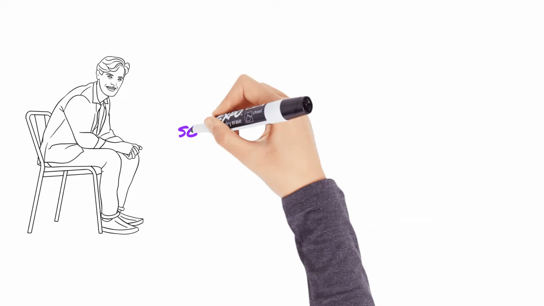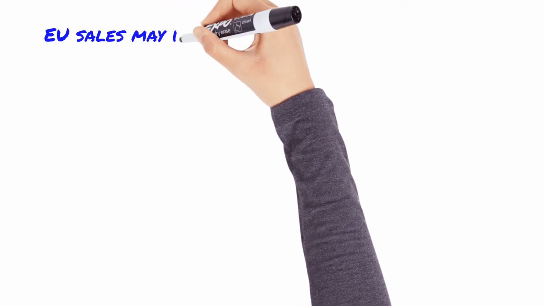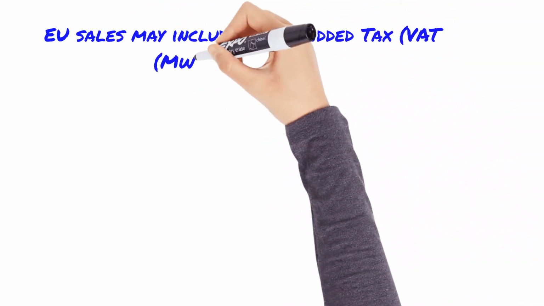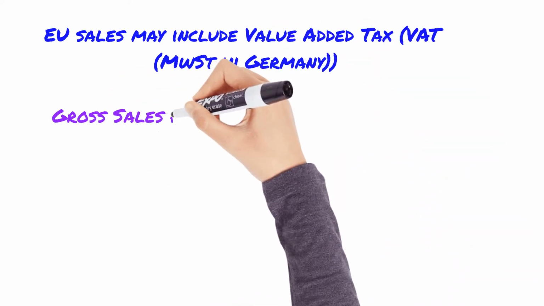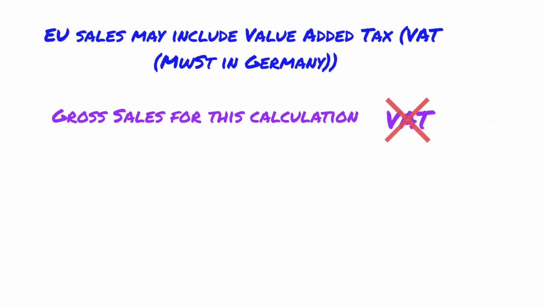So, if it's that simple, how can there be differences in people's understanding of what net sales are? Company sales in the European Union likely include value-added tax or VAT, also called Mehrwertsteuer in Germany. Gross sales calculations never include VAT. I've seen some companies show this as gross sales and adjusted gross sales. Just be sure to check with your finance department for a clear understanding.